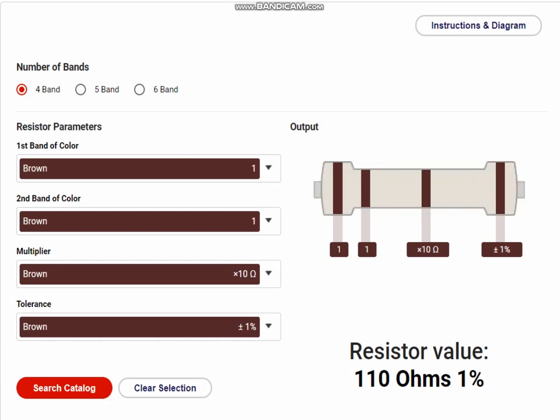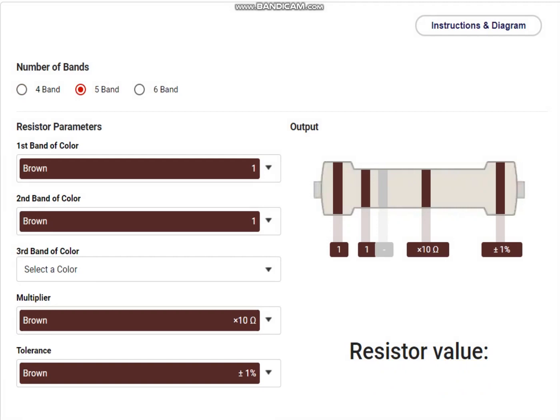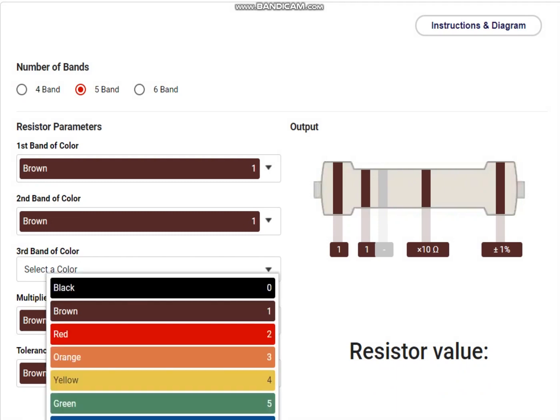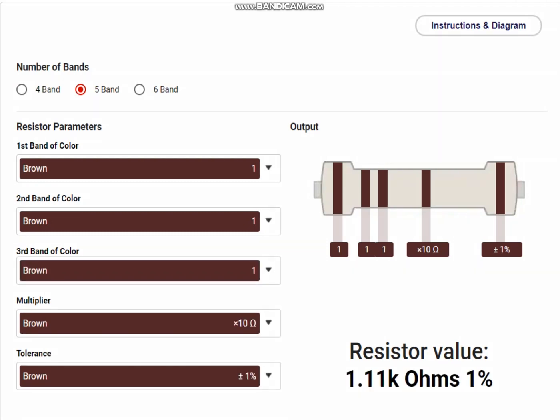So you will see here the value calculated is 110 ohm with 1% tolerance. 5 band resistance. Choose all colors as previously, one by one. I am choosing the first color as brown, second as brown, third, fourth and fifth also as brown. And you can see that the value is 1.11 kilo ohm with 1% tolerance.